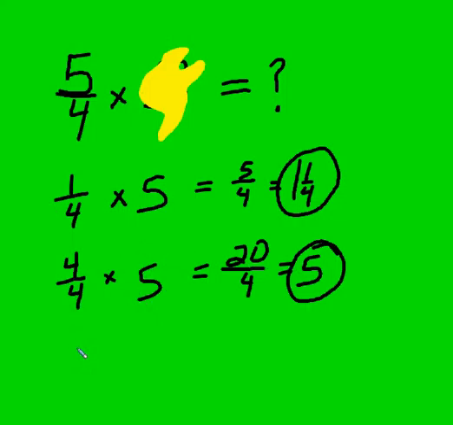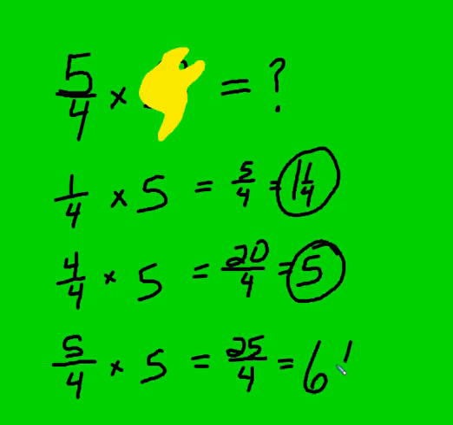And let's finally finish off with a fraction that is greater than 1. This one would be 25/4, which equals 6 and 1/4. So now I look at my product. My product is larger than the unknown factor, and my product is larger than the unknown factor because my fraction, or the other factor, is larger than 1.